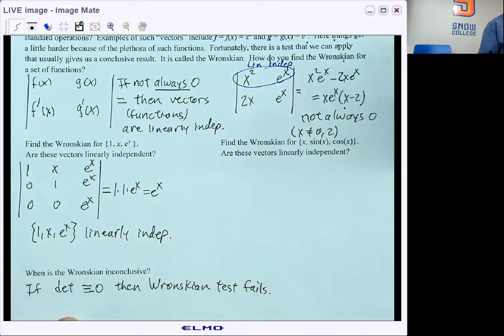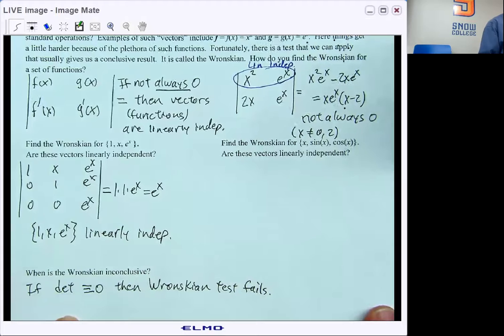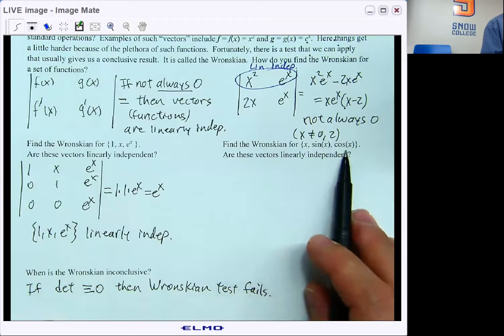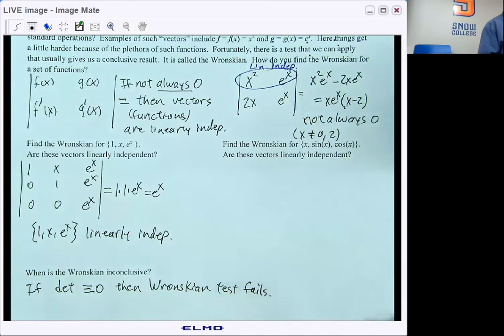Okay, so what I want you to do now is try one on your own. Check to see, by finding the Wronskian, whether the vectors x, sine of x, and cosine of x are linearly independent or not.